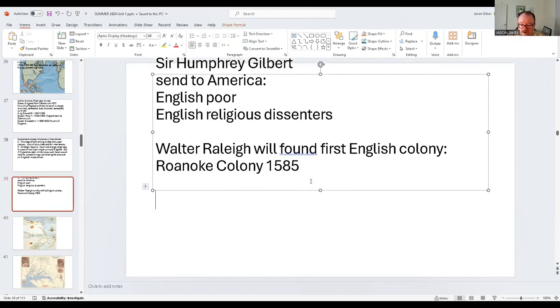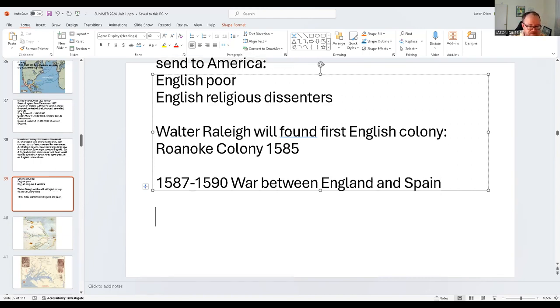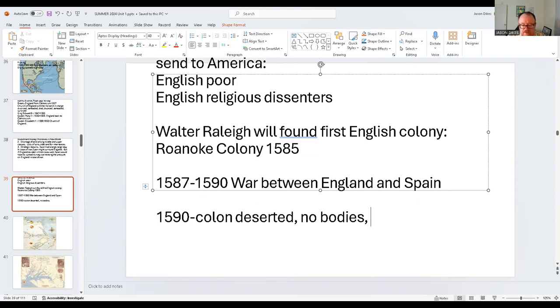The colony was cut off. Actually, the governor of the colony went back to England to get more supplies, and the war finally broke out between England and Spain. And so the colony was cut off, and a rescue ship did not show up till 1590. Colony deserted, no bodies, no clues. And so the people of Roanoke simply disappeared into history.